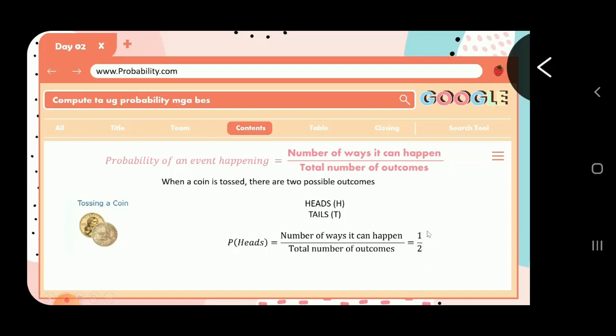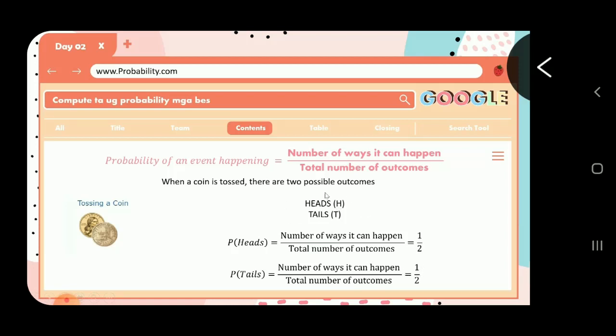Isa. Okay. Oh, so ang answer nimo kay 1/2. Kung i-decimal number nimo ni, 0.50. Kung i-percentage nimo ni, 50%. Alright? Okay, how about kung mangutana kog tails? Oh, number of ways it can happen kay 1 gihapon.